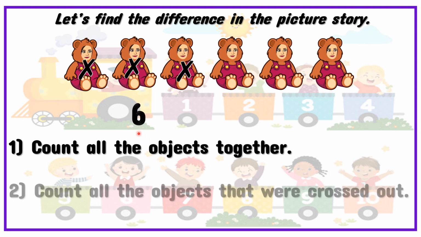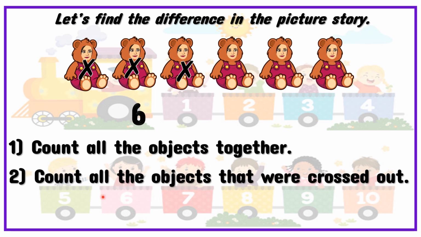Second step, count all the objects that were crossed out. So we're going to count the teddy bears that were crossed out. So 1, 2, 3. So 3 crossed out teddy bears. So we're going to find the difference between 6 and 3. So 6 minus 3. What do you think is the difference?